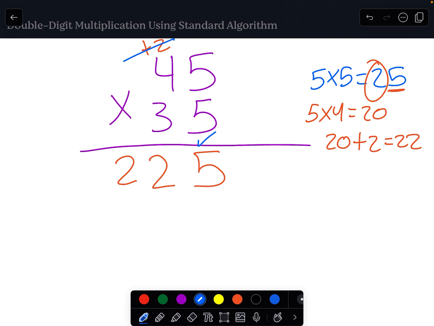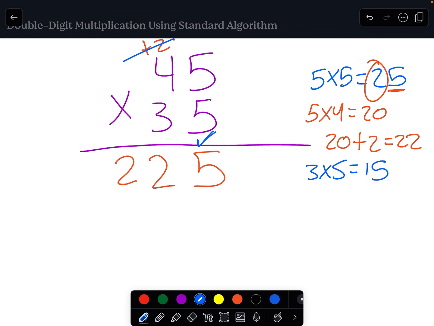Let me explain what I mean. Now, we have done the 5, we've done the ones digit. Now we're going to move over and work on this 3, the number in the tens digit. We start with multiplying 3 times 5. So we're going to go diagonal first here. 3 times 5. And what is 3 times 5? It's 15.